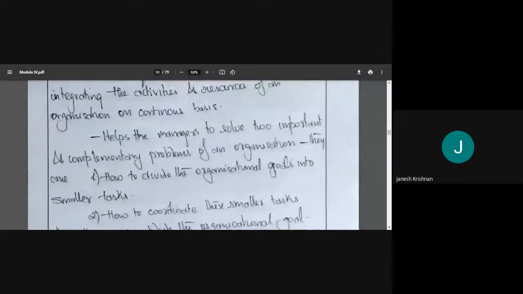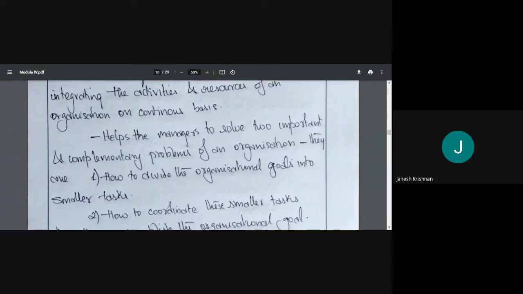And what is it to solve? Two important and complementary problems of the organization. One will affect the other. And what are they? How to divide the organization goals into smaller tasks, right? As I said earlier, we have to conduct the arts first. Okay? How to divide the goal, conduct arts first. Now, to conduct the arts first, we need to divide it, right, into certain departments. Our on-stage department, off-stage department, stage department, like that.